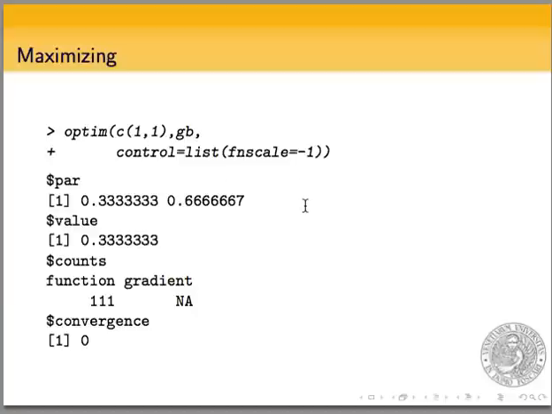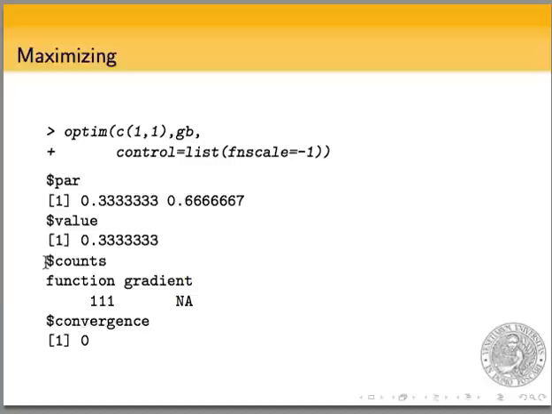As you see, R is again finding a maximizer. This time it is a vector, it is a point. The first component, x, also called x1, is 1/3. The second component, x2, which is often called y, is 2/3. At this point, the value of your function is going to be 1/3. And here you see some additional technical information. Let me briefly comment on that.